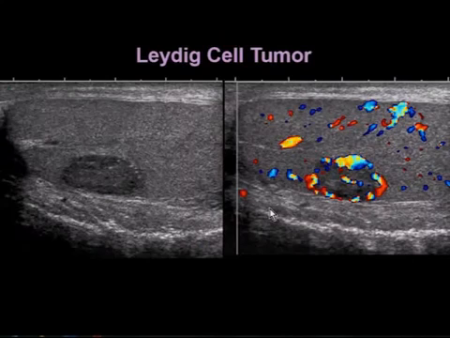But here's a Leydig cell tumor. We see a well-defined hypoechoic mass in the testicle with surrounding parenchyma. Note how hypervascular this lesion is as well. So while this one was benign and the prior was malignant, both tumors had increased vascularity.